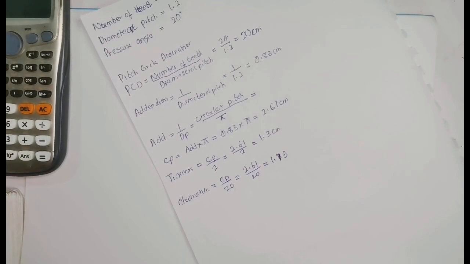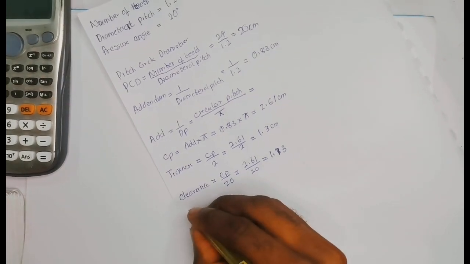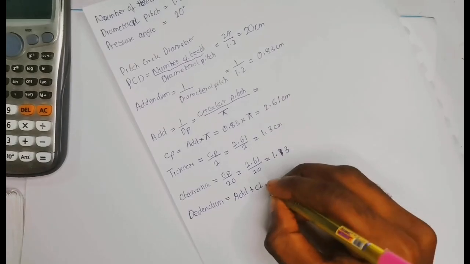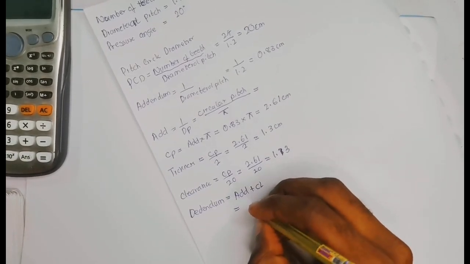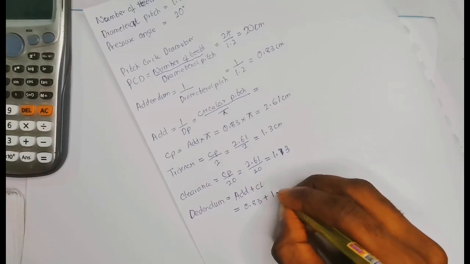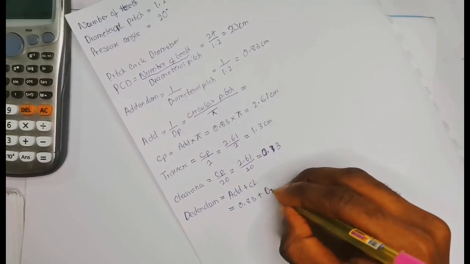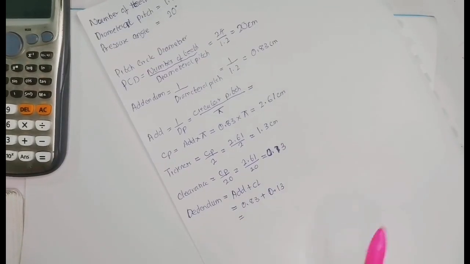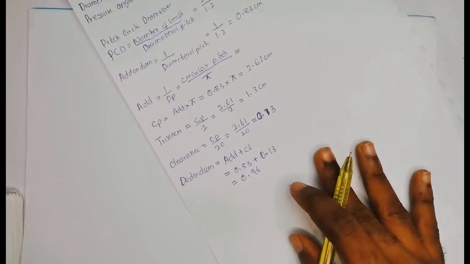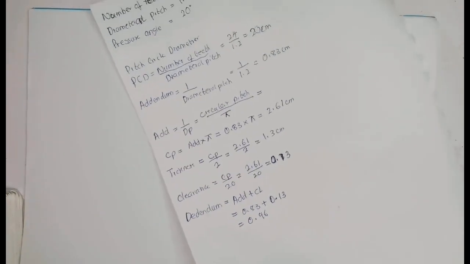Next off, we calculate for our dedendum. Calculating for the dedendum, which is addendum plus clearance. Addendum, as calculated earlier, is 0.83 plus our clearance. That's supposed to be 0 points, sorry for the error, which is 0.13. Let's do the calculation. 0.96.